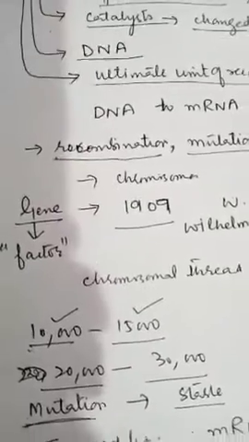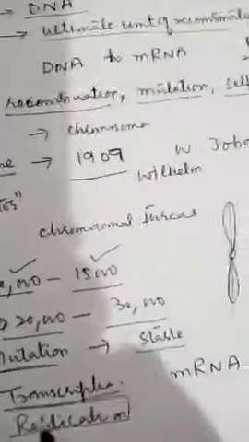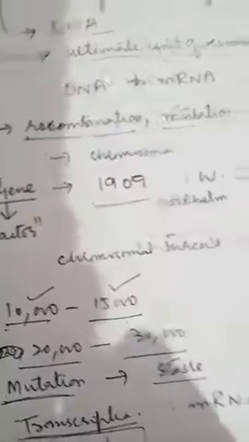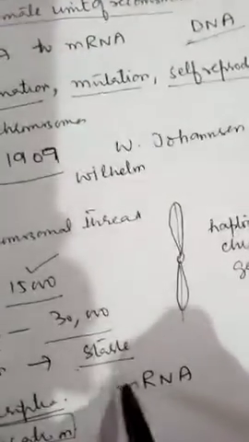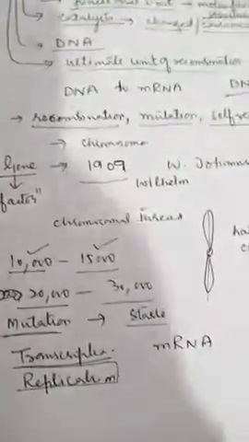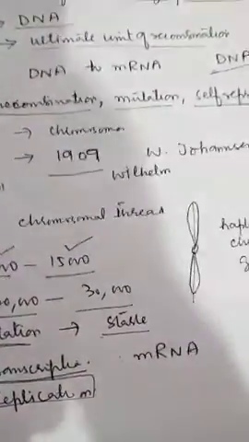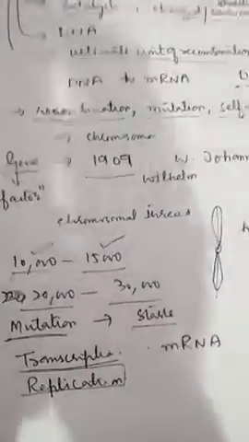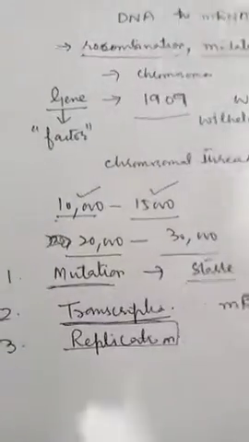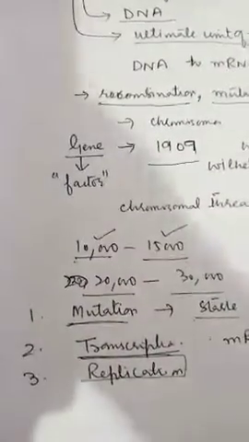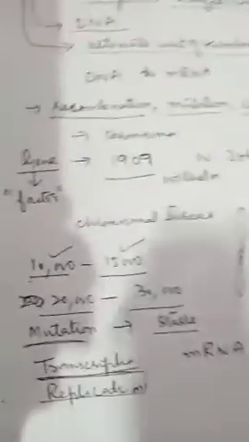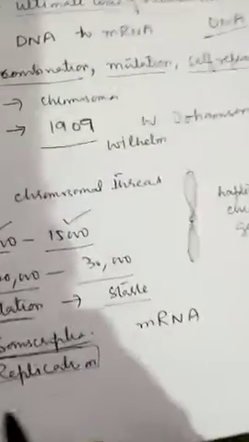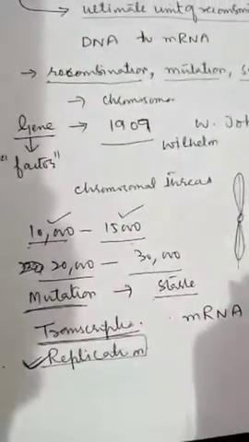What are those required properties? First one, it should be able to undergo mutation, but that mutation must be stable. Stable means that it should be stably inherited. It must not be harmful. Second one, it should be able to express the genetic information by transcription. That means it should be able to translate whatever information has been coded in it. Number third, the duplication of this genetic material by the process of replication.